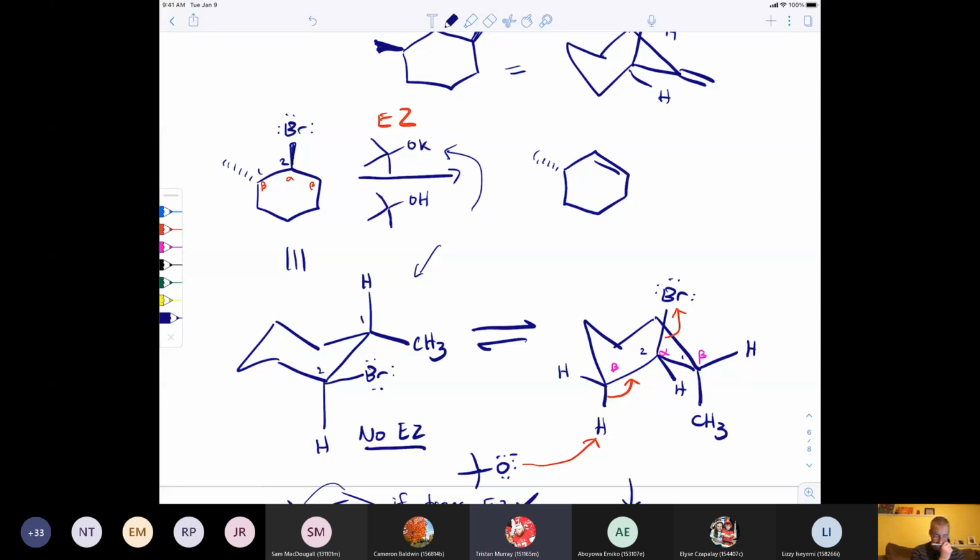So, in a testing scenario, if we're able to recognize something like this, should we still draw it in the chair conformation, or can we draw it in the planar situation that we've got it right now? If we explicitly ask you to draw it in the chair conformation, then do it. But if we don't ask it, if we just say draw the mechanism, you don't have to.